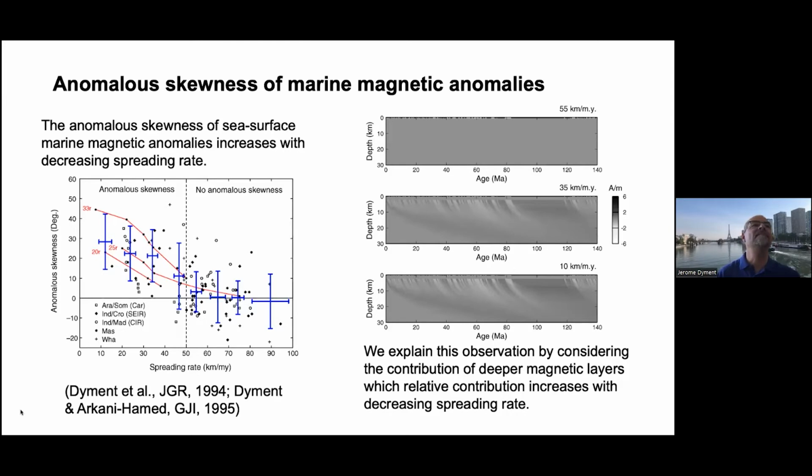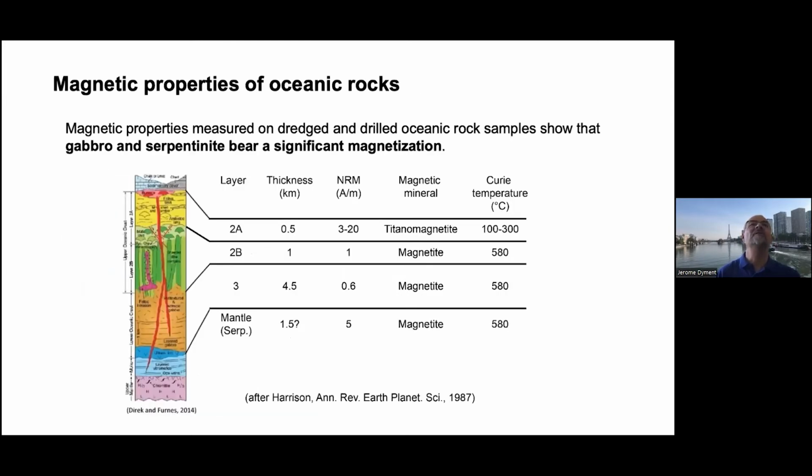A last but very important observation comes from the rocks themselves. The magnetic properties measured on dredged and drilled oceanic rock samples show that gabbros and serpentinite bear a significant magnetization. And a very important observation here is that the basalt have a much stronger magnetization, but they are thin. And they have titanomagnetite as the main carrier, which is showing Curie temperatures between 100 and 300 degrees. Conversely, the deeper layers have much lower magnetization, except possibly the serpentinized mantle, but in some cases only. They have magnetite, and the magnetite resists much more to increase of temperature, as we will see later.